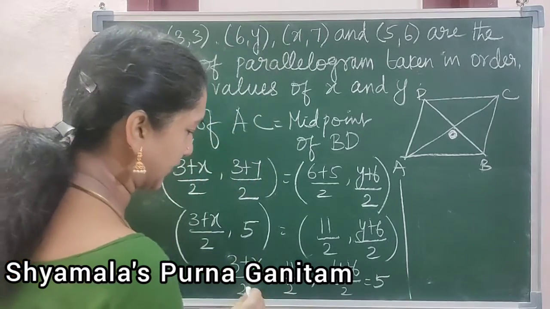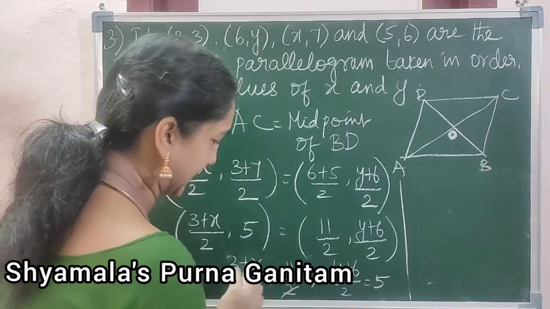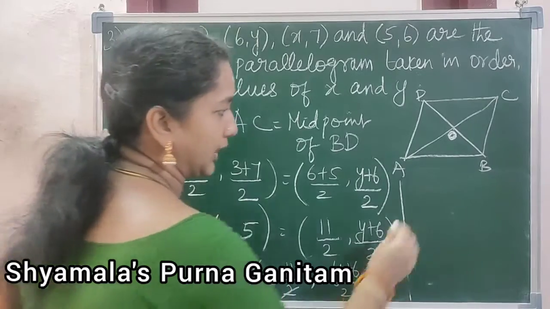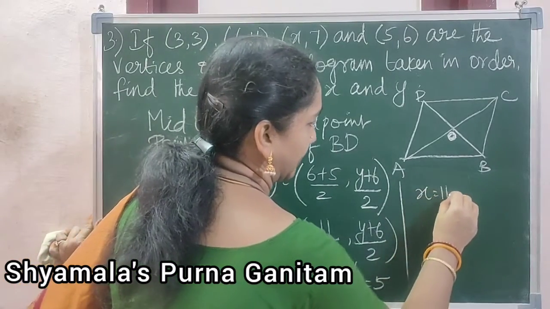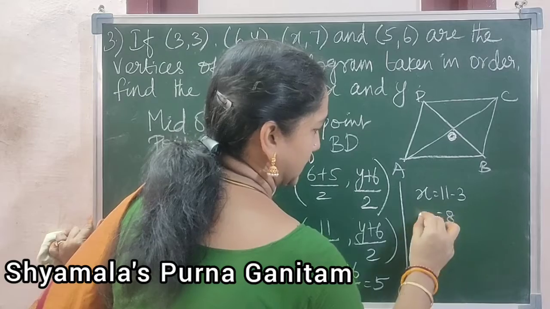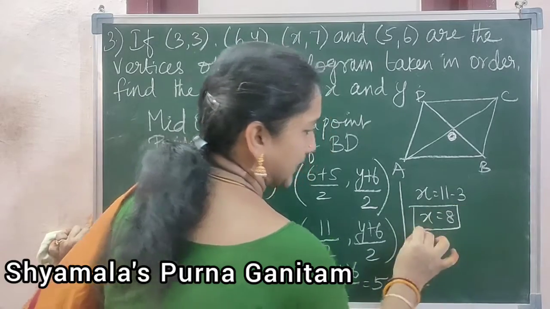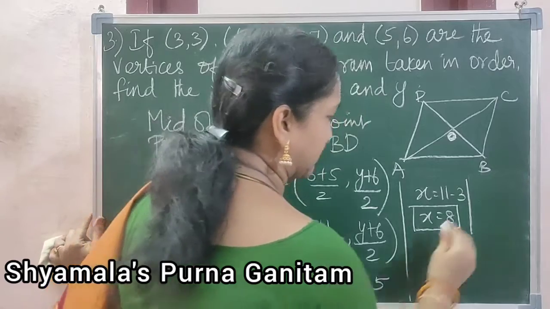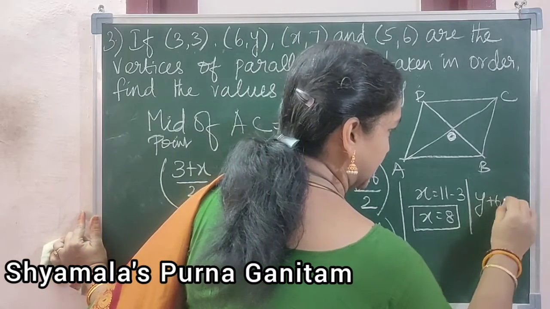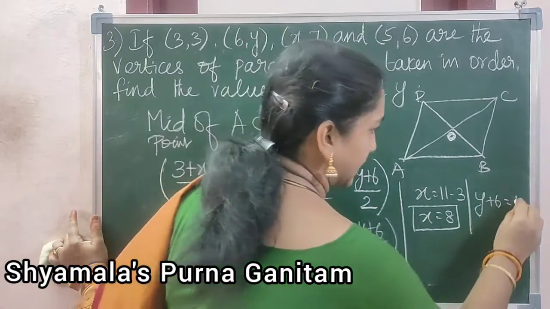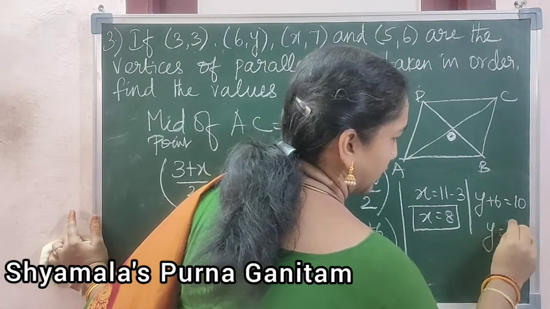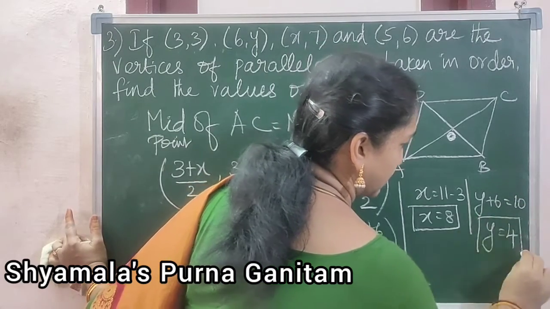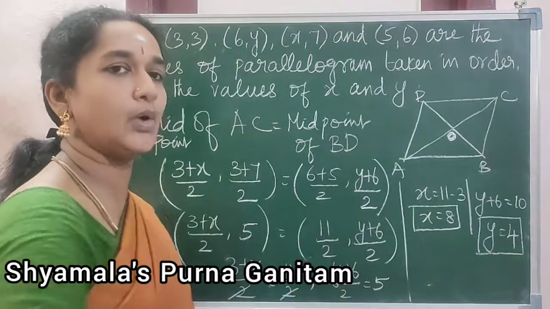So in 3 plus x by 2, the 2 will get cancelled. 3 plus x is equal to 11. So x is equal to 11 minus 3, that is 8. So your x value is 8. Okay, then next one is y plus 6 by 2. So y plus 6 is equal to 5 twos are 10. So y is equal to 10 minus 6, y value is 4. This is how you have to do.